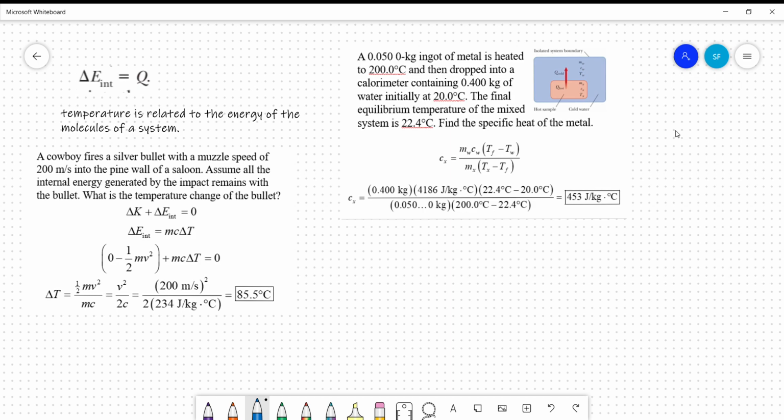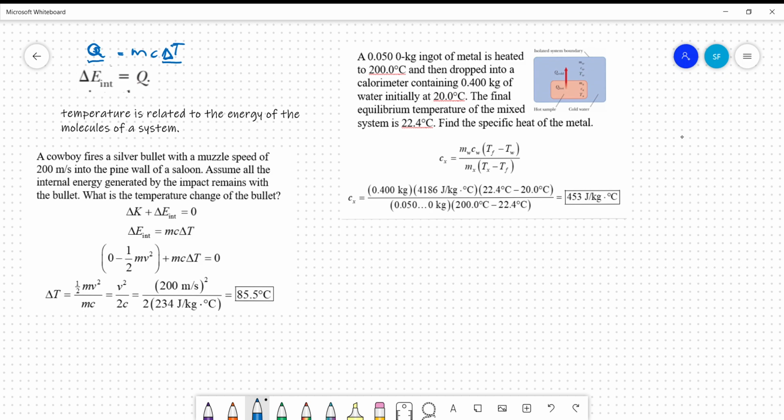Alright, in the previous slide, you were introduced to Q equals mc delta T, meaning we can calculate the amount of energy required for a certain difference of temperature. As the temperature of an object increases or decreases, we can find the amount of energy related to the difference. Now, at the same time, the temperature is also related to the internal energy of the system, right?